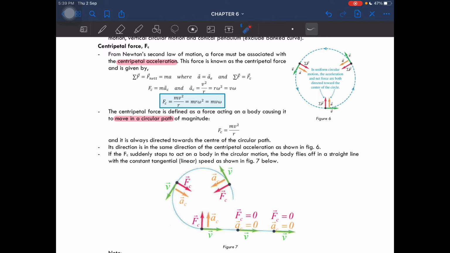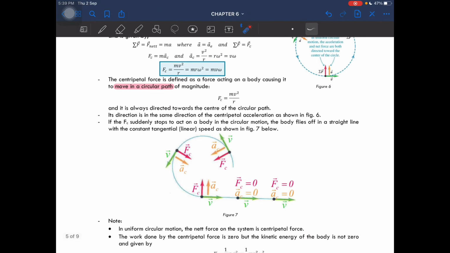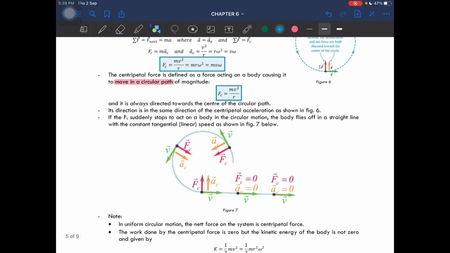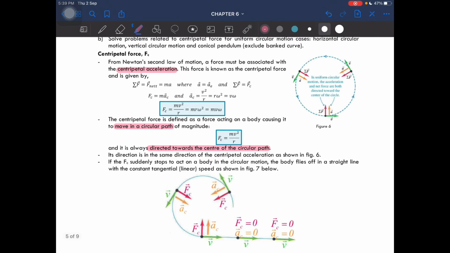So how do we find that magnitude? How do we find that value of force? It is by using this formula, mv square over r. It is basically the same as the centripetal acceleration, in which it is directed towards the center of the circular path. So it has the same direction as the centripetal acceleration. As you can see here, they are pointing towards the same direction.